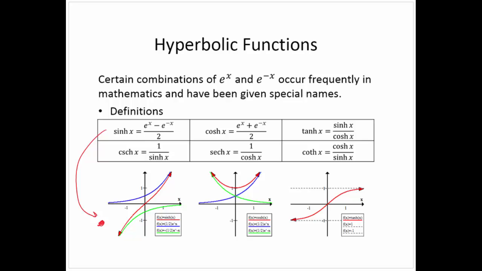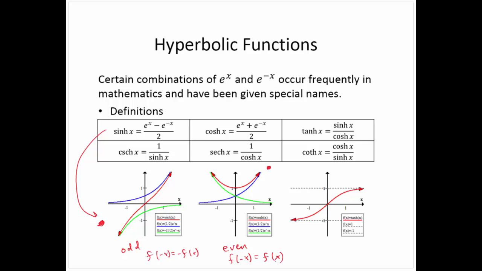Similarly, we define the hyperbolic cosine of x as e to the x plus e to the negative x over 2. And again, that's the graph that's in red in the middle here. The hyperbolic cosine is bounded by e to the x over 2 and e to the negative x over 2. Notice that the hyperbolic sine is an odd function, and the hyperbolic cosine is an even function. Remembering what those mean: for an odd function, f of negative x is equal to negative f of x, and for an even function, f of negative x is equal to f of x.